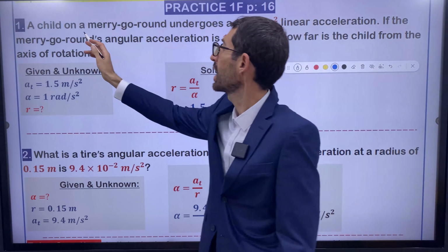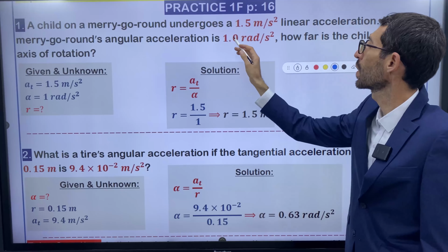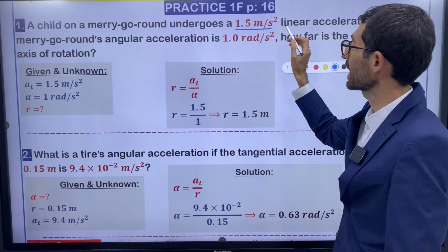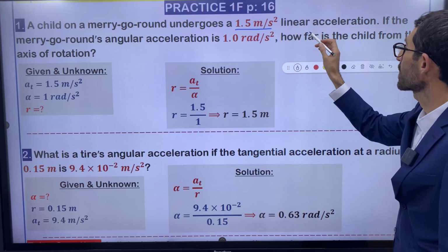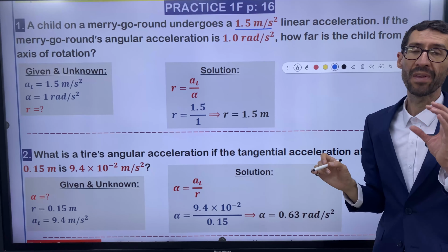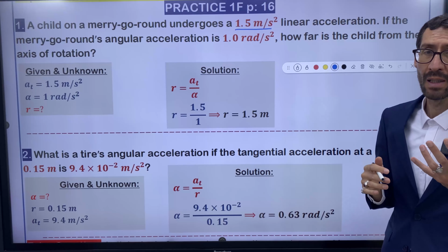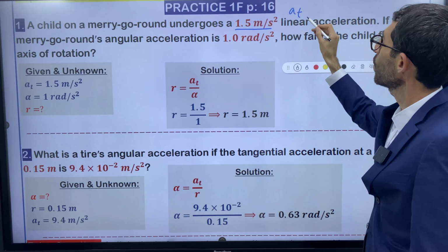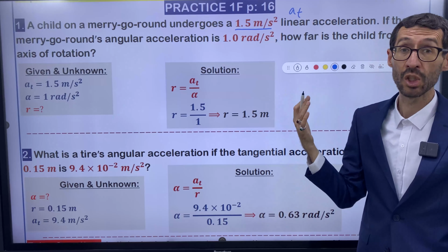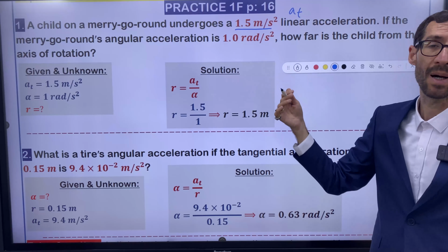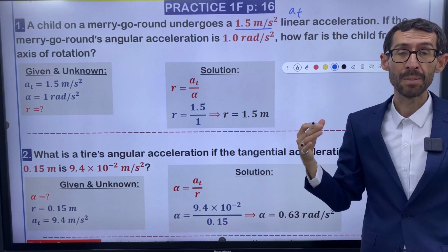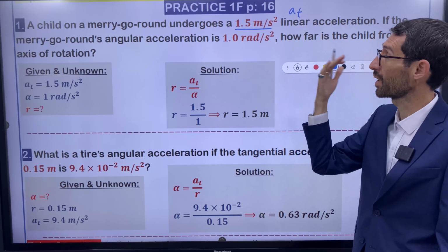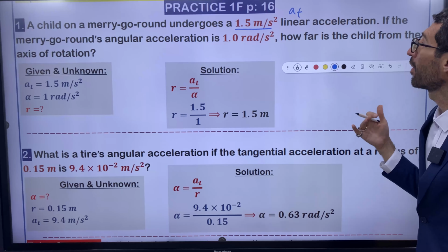Question number 1. A child on a merry-go-round undergoes a 1.5 meter per second squared linear acceleration. Linear acceleration within the circular track is called tangential acceleration. Teacher, how do you know the motion is on a circular track? Because it talks about the merry-go-round, and a merry-go-round rotates, right? And it creates a circular track for the objects above it.